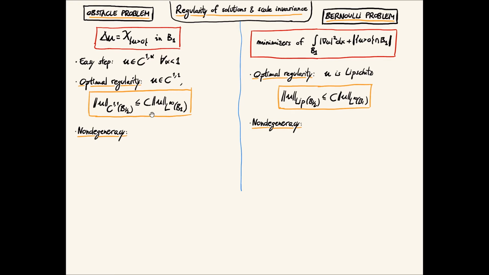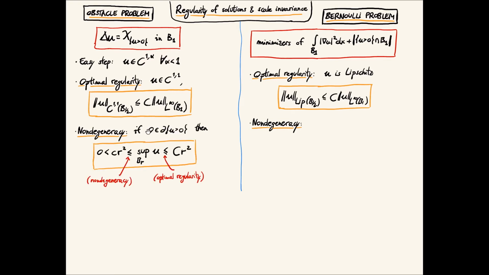Let me briefly mention also that we have a non-degeneracy property in both cases. Here, if, say, the origin is a free boundary point, then the supremum of U in B_R is really comparable to R squared. From above, this is really the optimal regularity. You have a function that is 0 at the origin with 0 gradient because it's a C^1 function. So in particular, it has 0 gradient, it's a minimum. And then, by C^{1,1} regularity, it grows at most like R squared. But then non-degeneracy says that it grows at least also like R squared. So really, this is the behavior of solutions near all free boundary points.